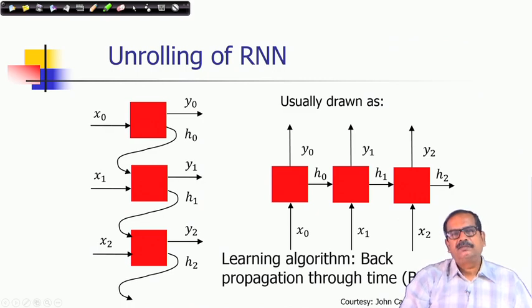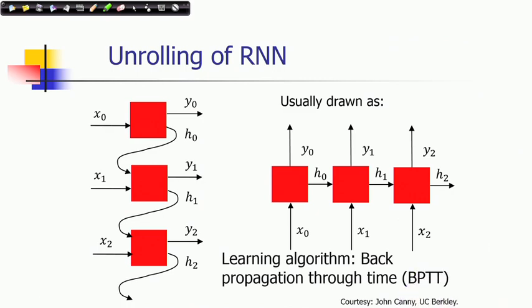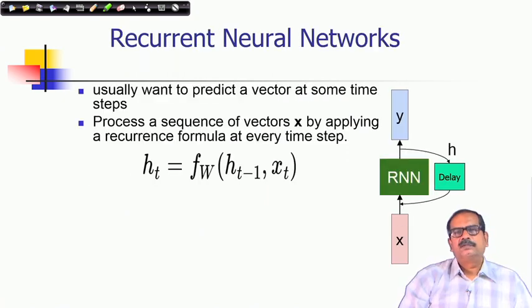For the learning algorithm, if I unfold this, the same backpropagation algorithm can be used. This elaborates the relationship between the intermediate output and the present input and past intermediate output. You can see that y is a function of h t, and h t is a function of h t minus 1 and x t of that RNN block, where w is the parameter.